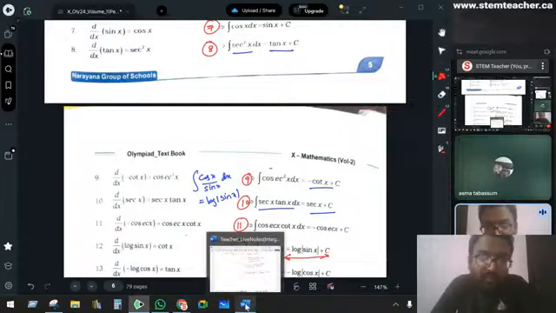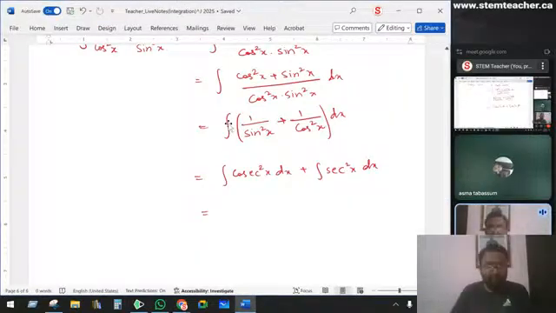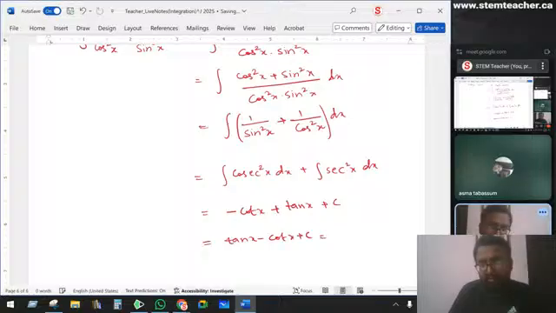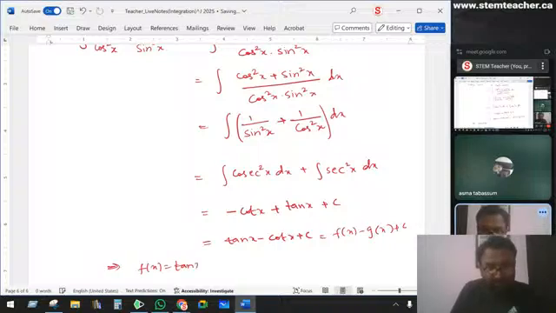So now you can come to here. What is this? It is minus cot x plus tan x plus c. So one can write it as tan x minus cot x plus c. If you equate this to f of x minus g of x plus c, you can compare here: f of x is equal to tan x and g of x is equal to cot x. It is not minus cot x, it is cot x, because the minus is already there.